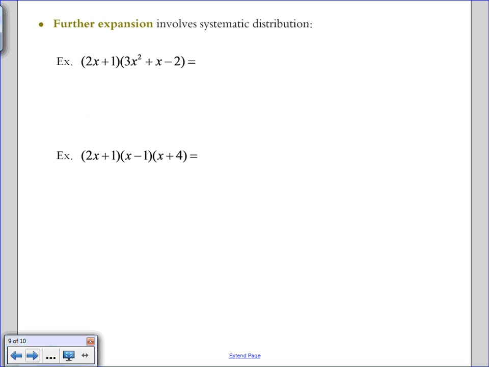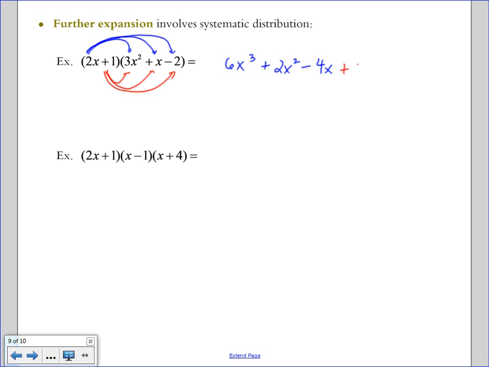If you have to do further expansions, like multiplying a binomial by a longer thing called a trinomial, or 3 binomials together, just be systematic about your distributing. You can't call it FOIL anymore because it's not just first, outer, inner, last. You have to take the 2x from the first parentheses and distribute it to each term of the second parentheses. So it would be 6x to the third power plus 2x to the second power minus 4x. And then take the 1 from the first parentheses and also distribute that to everything in the second parentheses.